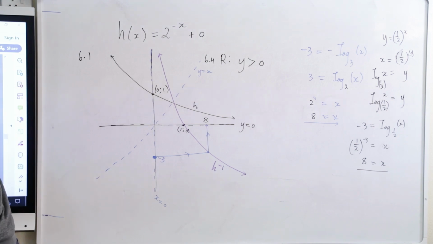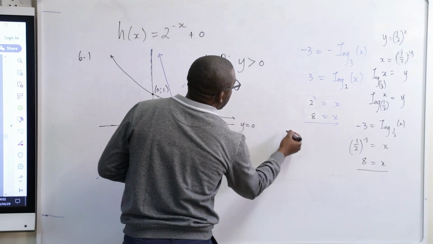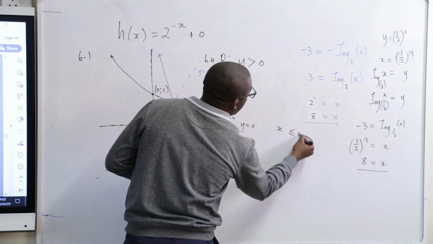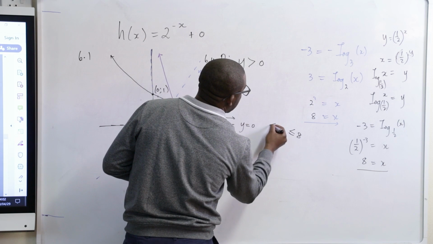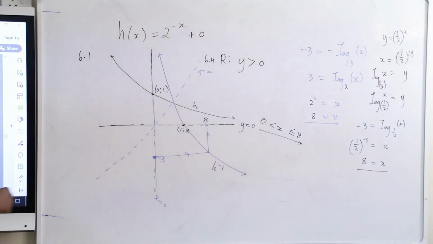And they said determine the values of x for which. Those values of x are x less or equal to 8, but strictly greater than 0. Those are the necessary values.